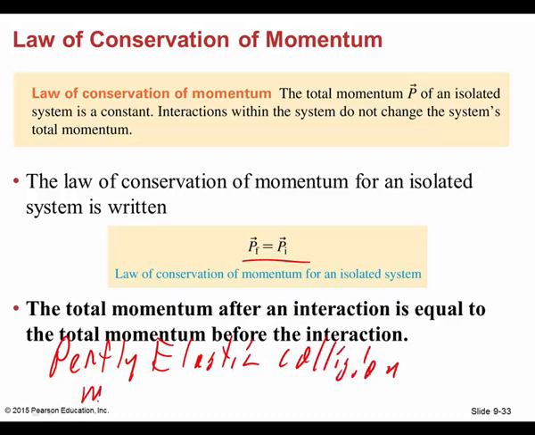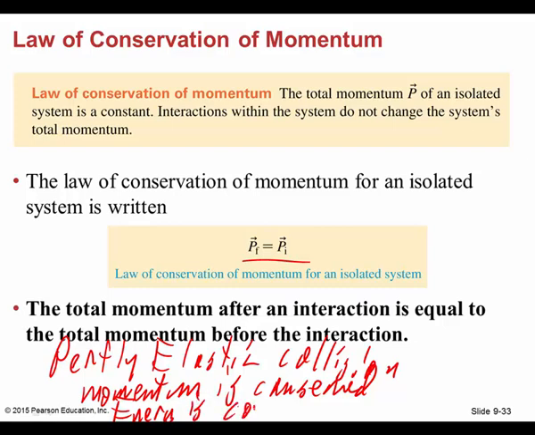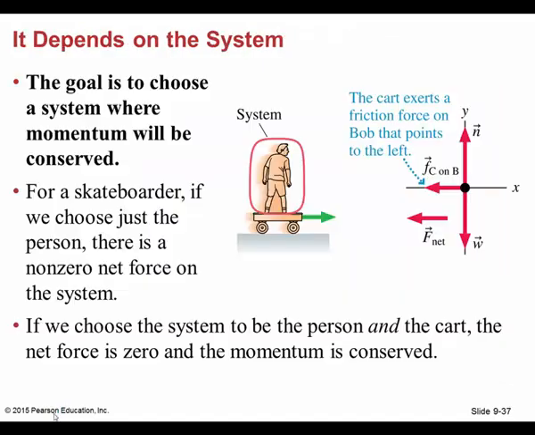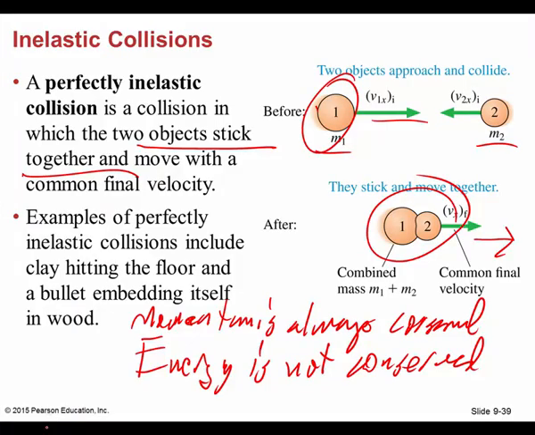If you have a perfectly elastic collision, guess what? Momentum is conserved always. Doesn't matter whether it's elastic or inelastic. However, energy is also conserved. Okay? So, perfectly elastic collisions, you have conservation of momentum and energy. Perfectly inelastic collisions, you have a conservation of momentum, but you have a loss, or energy is not conserved.